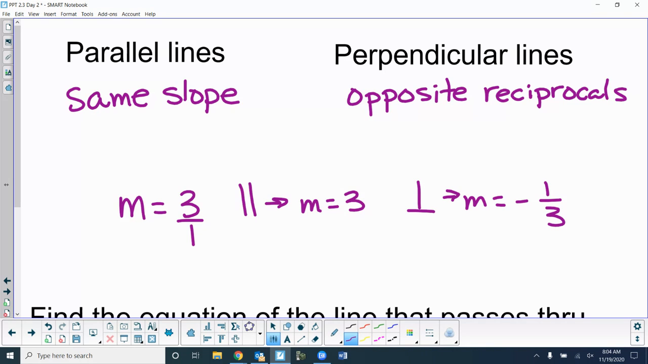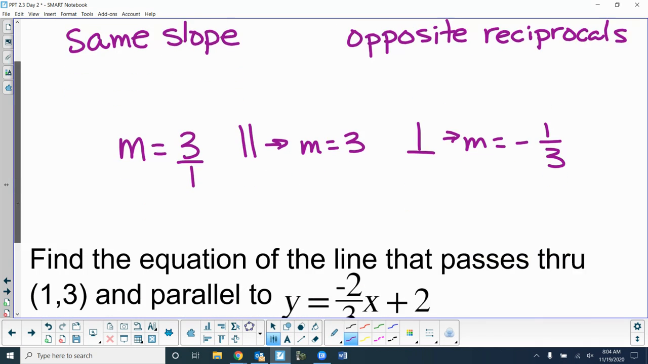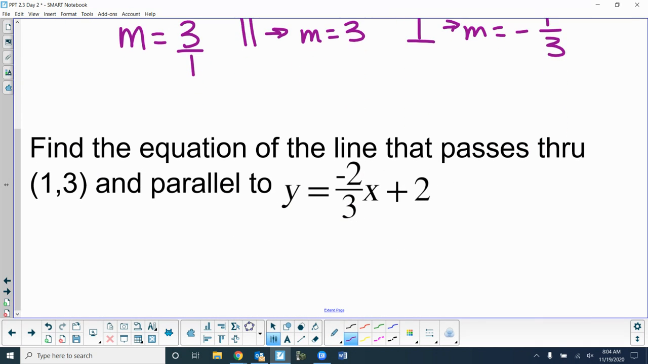Let's just review stuff. Okay, so here's the type of problem they're going to ask then. They're going to say, find the equation of the line that passes through a point and is parallel to a line, or it might say is perpendicular to a line. Okay? It'll say parallel or perpendicular.